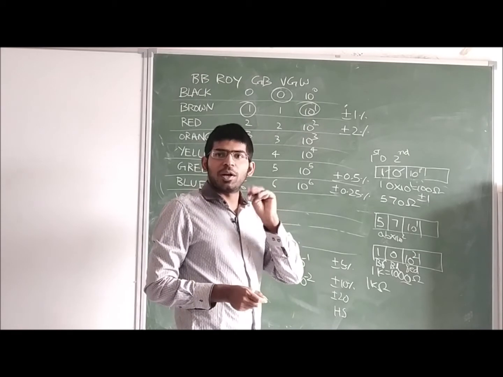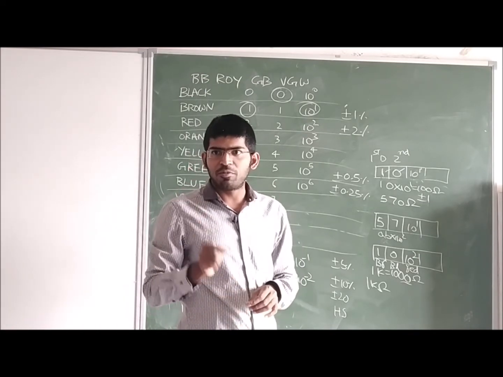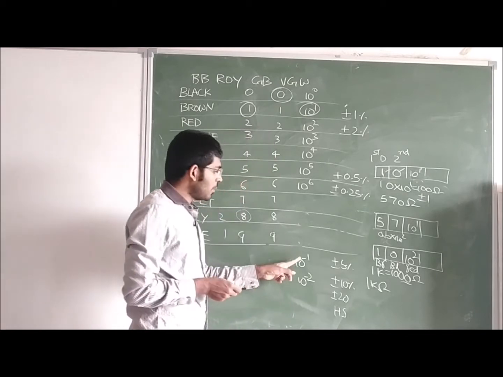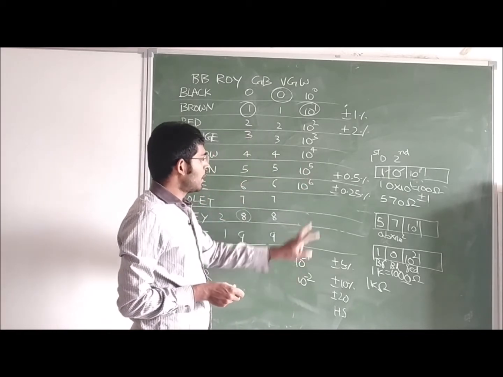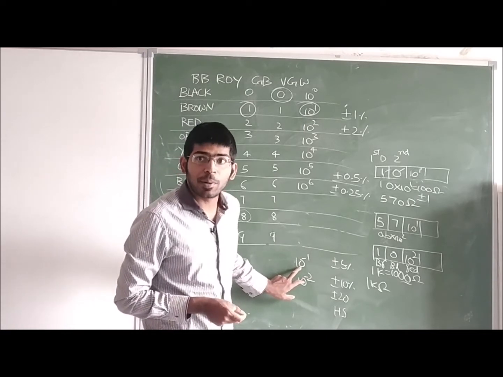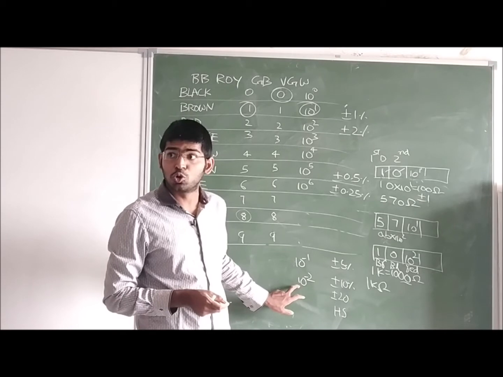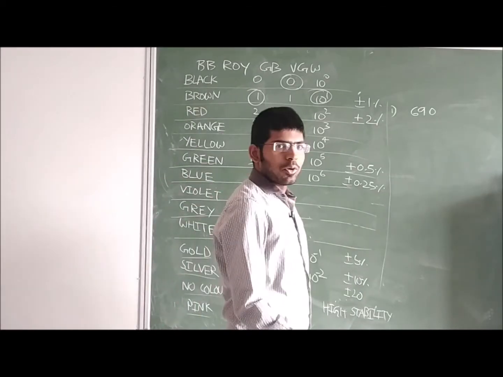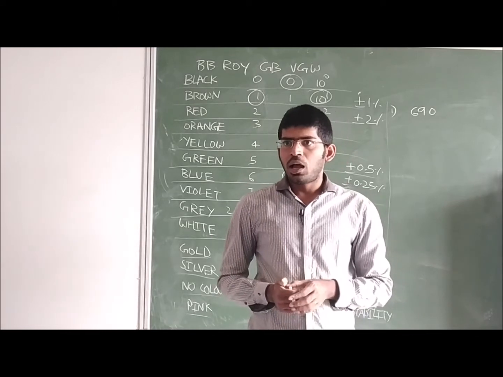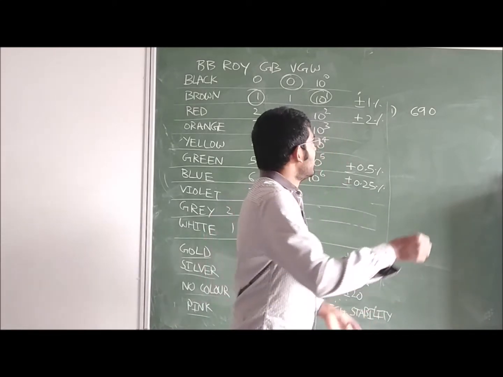This is the 4-band resistor. Now we are taking some random values, and you also have to remember these two values. When we use gold, the multiplier value is 10 to the power minus 1. Silver multiplier value is 10 to the power minus 2. Now we have given some values. I hope you have all calculated them. Now we will discuss that.